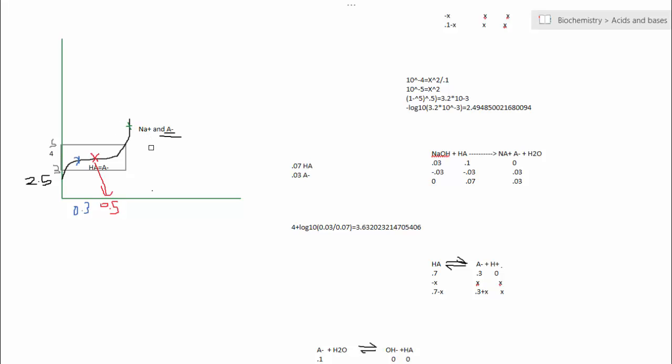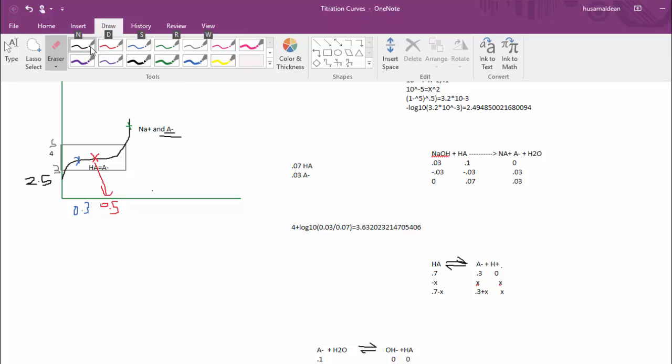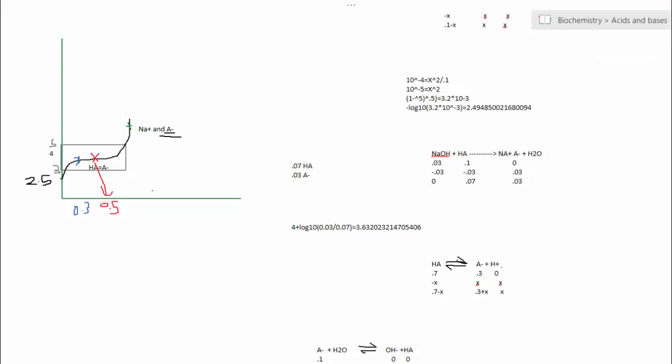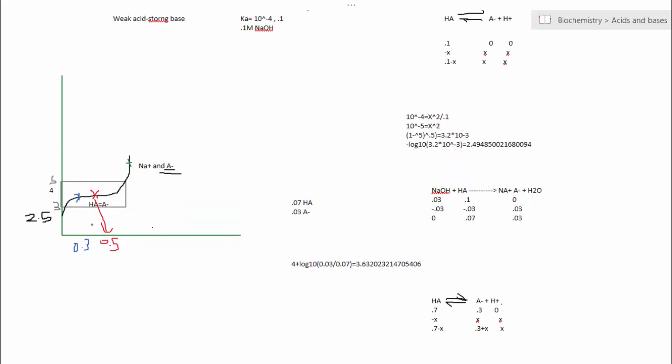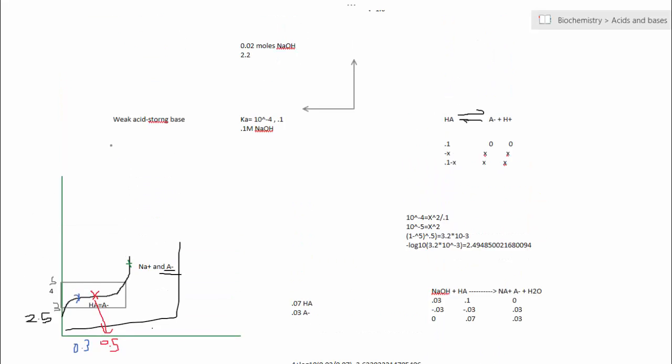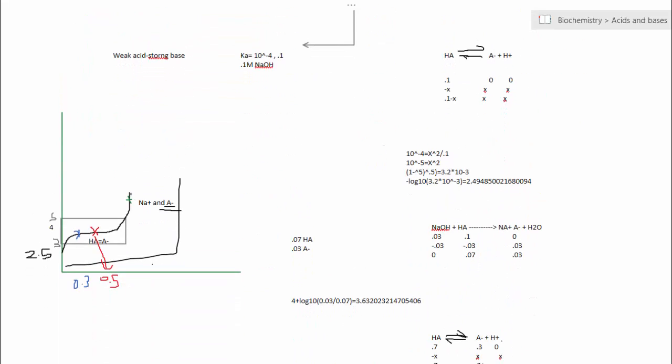The characteristics of this curve are that it is smooth here. It is not just like this, it is like this and changes sharply. No, it is changing progressively and smoothly around the equivalence point, or at least smoother than this one. Okay, and it has an equivalence point that is basic. The pH right there is higher than 7 because we are titrating an acid.